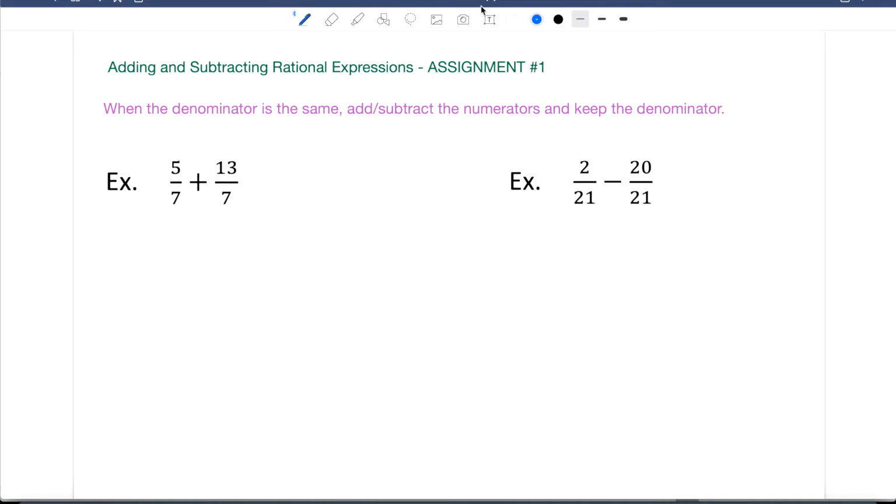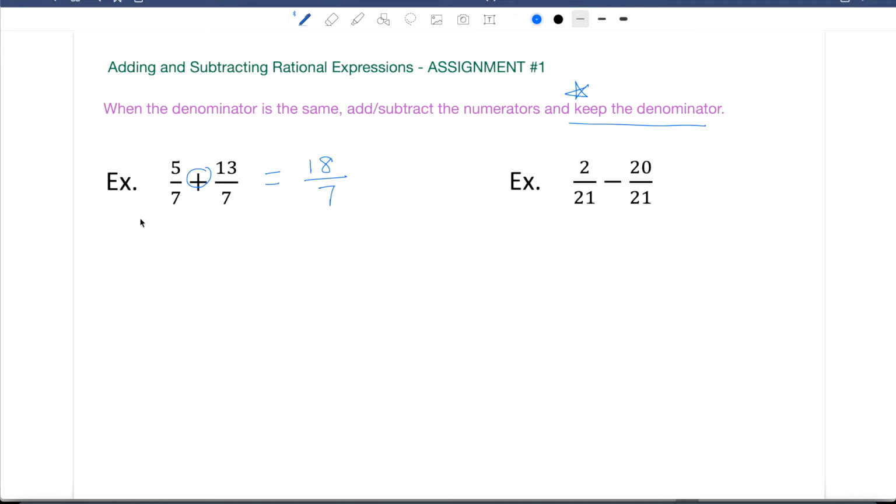So let's look at this example. If you notice, the denominator is 7 for this fraction, and the denominator here is also 7 for this fraction. So when you have the exact same denominator, you're just going to add or subtract the numerator depending on the problem. This one wants us to add. So you're just going to add straight across. So 5 plus 13 is 18. And this is the important part. You're going to keep the same denominator. So I get 18 over 7.